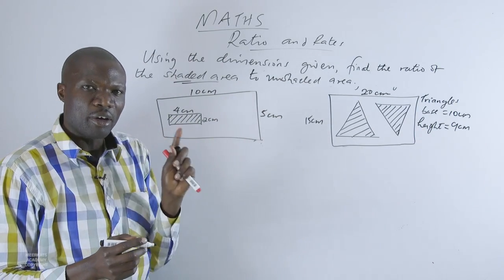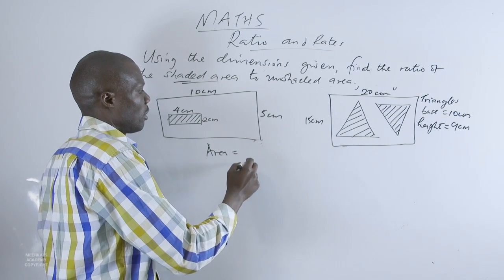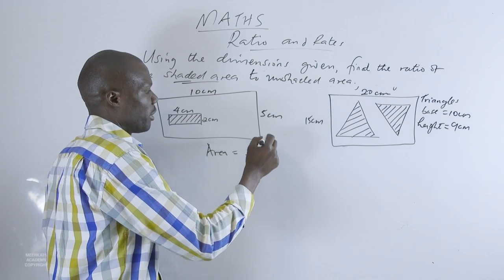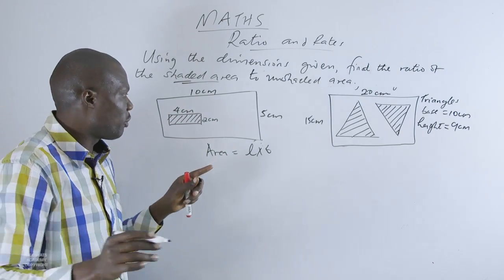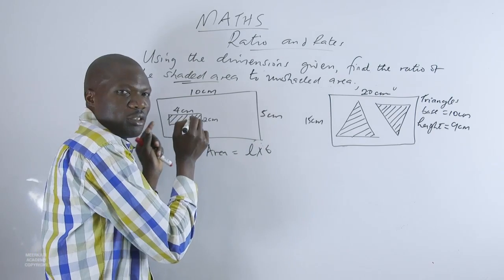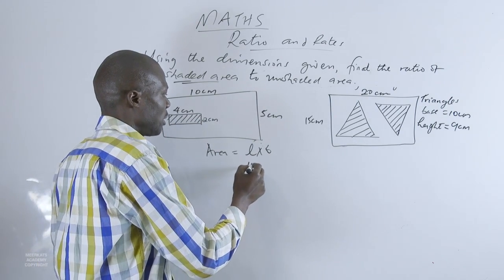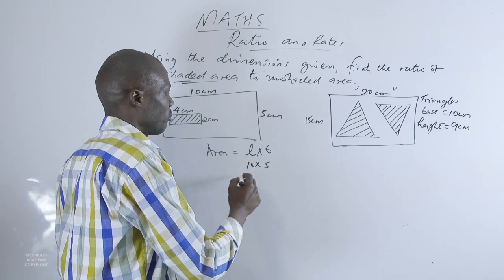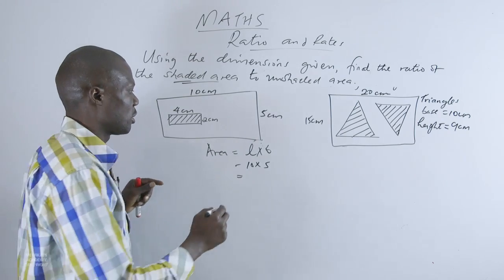So the area of a rectangle is given by length times breadth. That's a complete rectangle. And you'll find that it is inclusive of the shaded. So this one will give us 10 multiplied by 5, which gives us 50 square units.